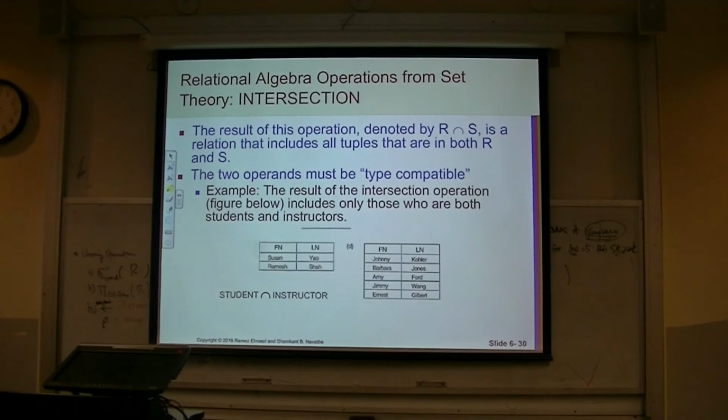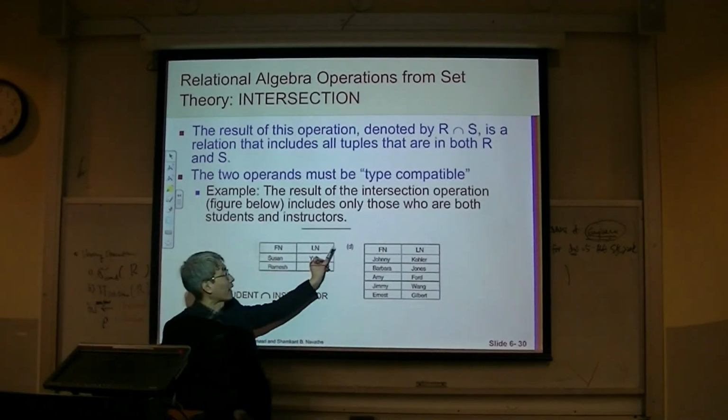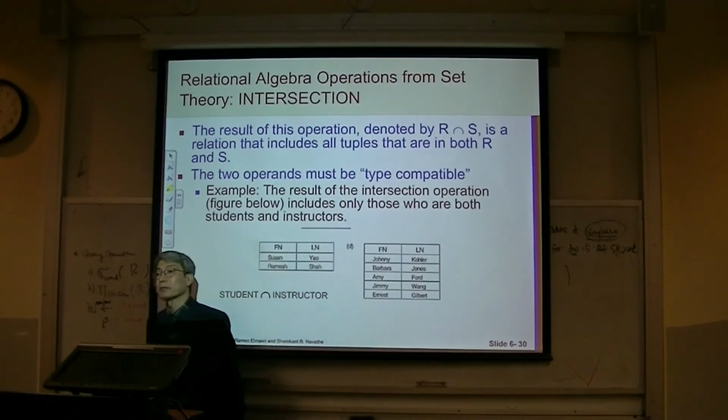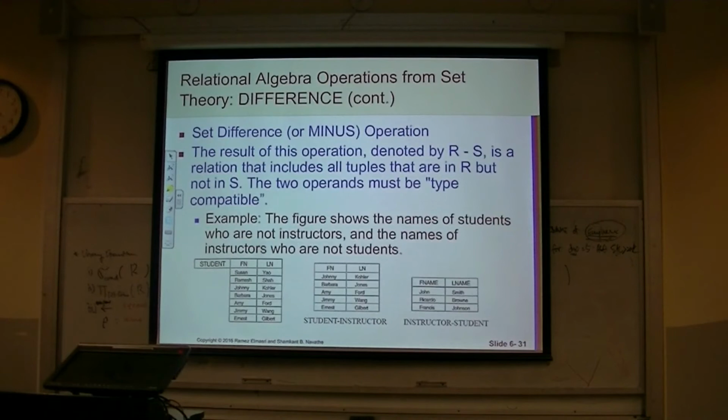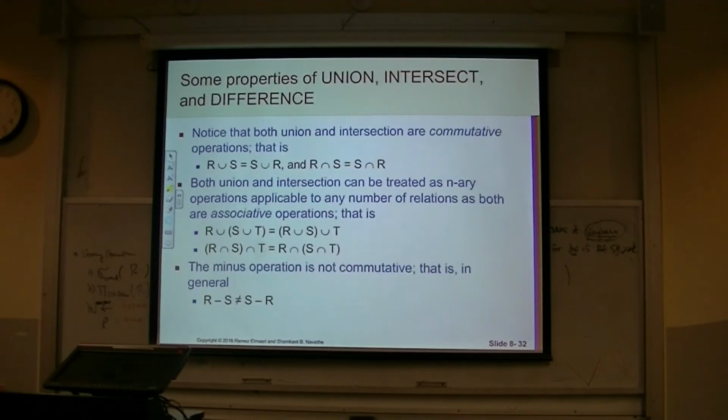So this is the type comparable. It doesn't have to be the same attribute name, but it should be the same domain or type comparable. That is also important when we learn SQL. SQL requires such type comparability. Okay, so minus, we can do that.